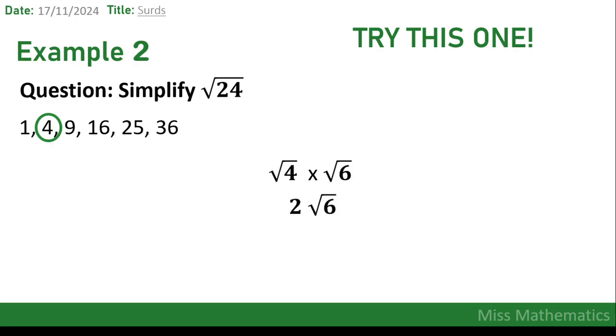Try this one. Simplify root 24. So again, we need to list the square numbers, and this time we can see the biggest square factor of 24 is also 4, and we know that 4 times 6 is equal to 24, so we can say root 4 times root 6 is equal to root 24. Root 4 is the same thing as saying 2, so we can simplify that to 2 root 6, which is equal to root 24.